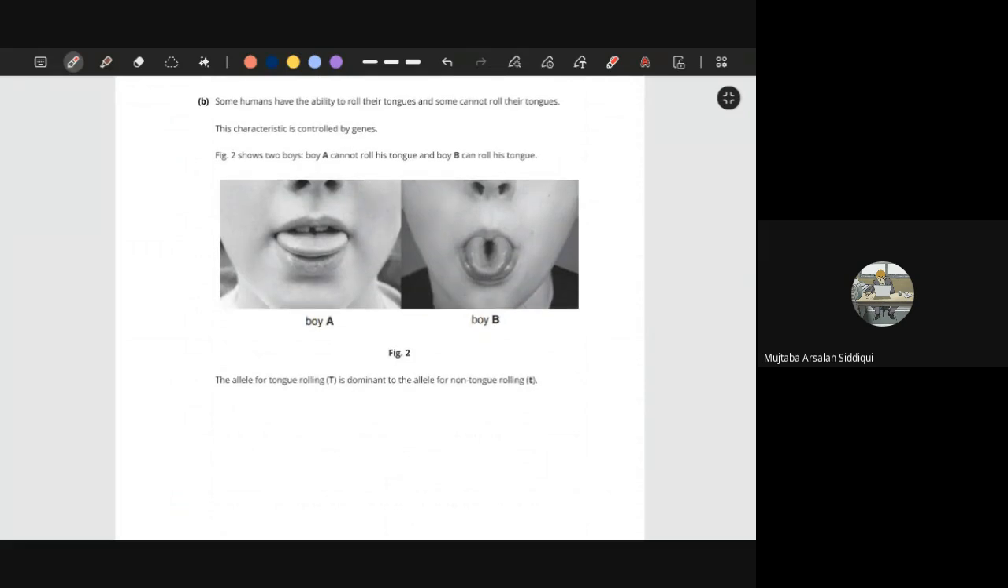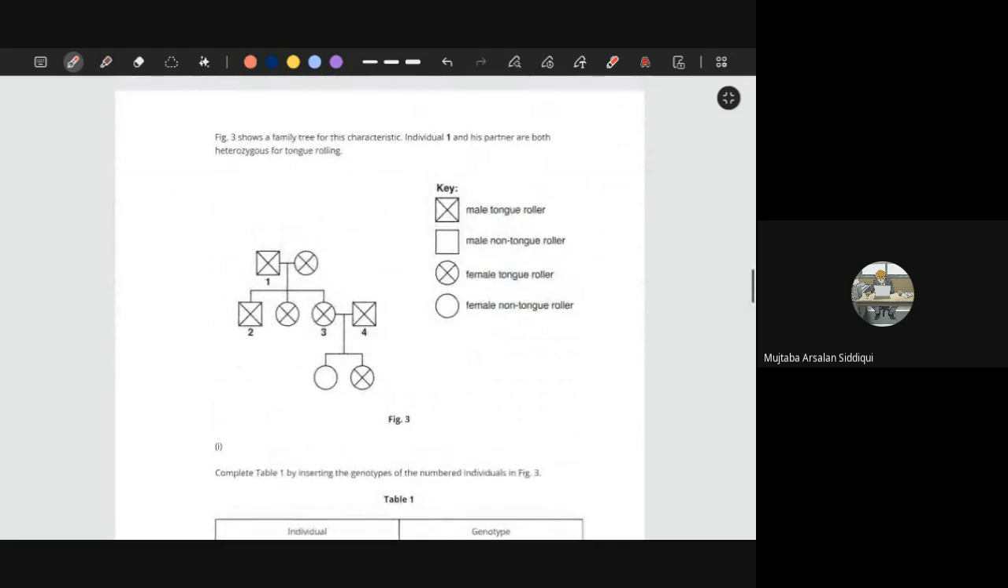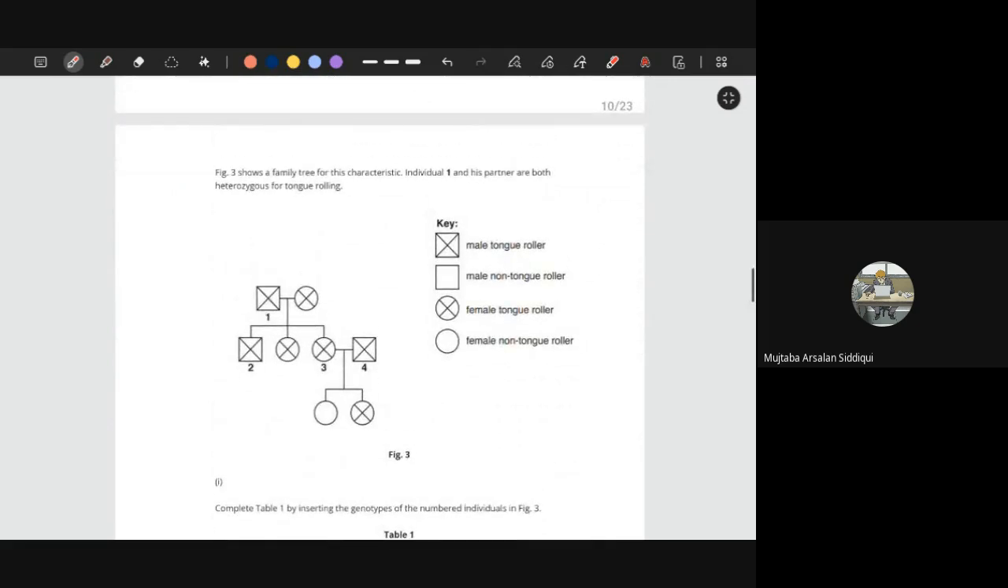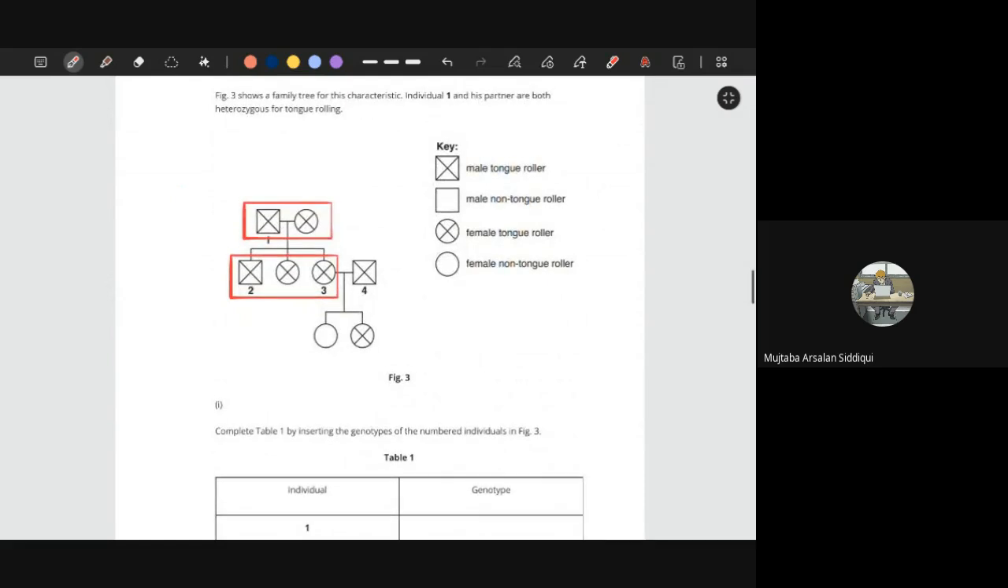So he can roll the tongue, he cannot roll the tongue. This is dominant for tongue rolling, and this is non-dominant. So in the first case, you can see that there is a male and a female, and all of the offspring are having the tongue rolling gene.